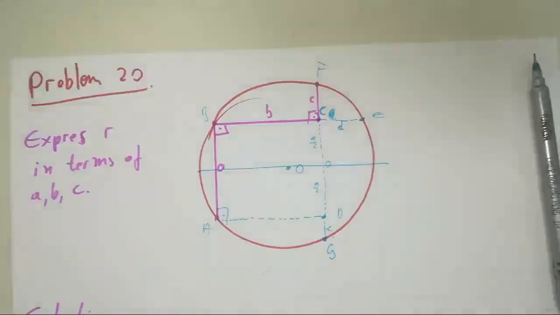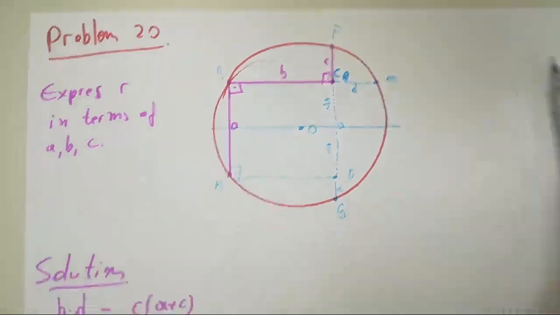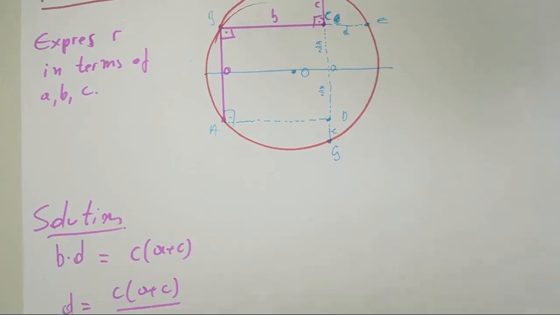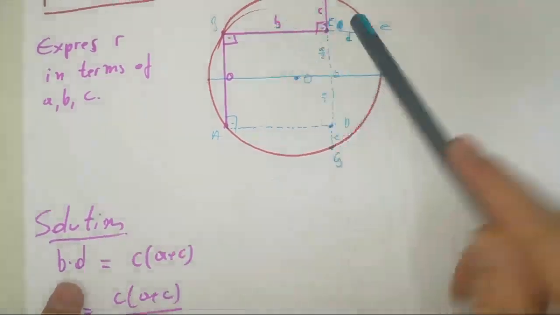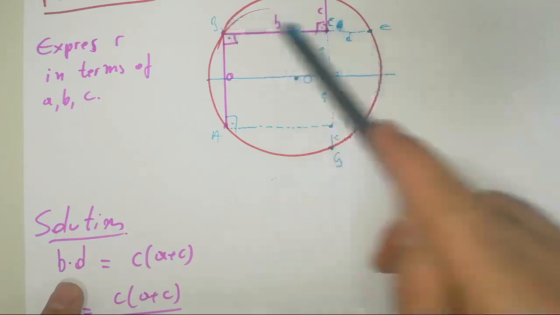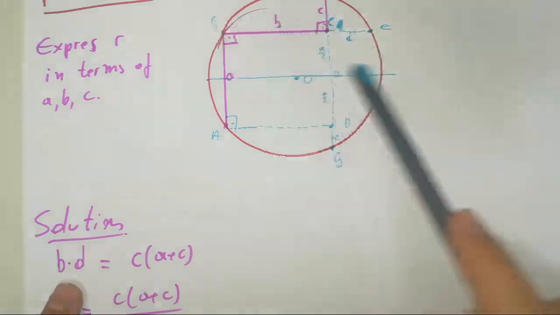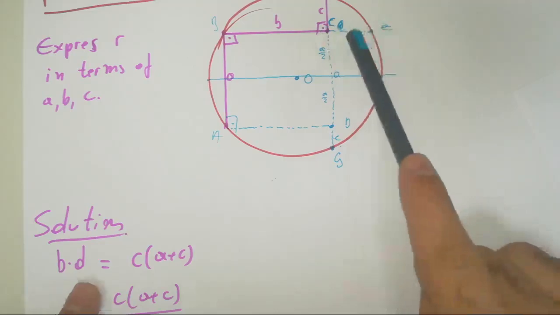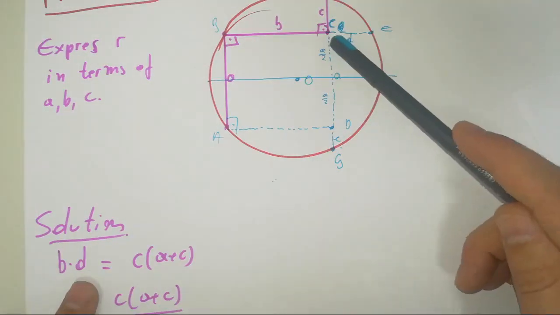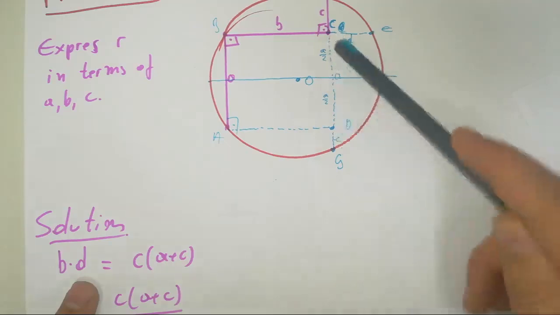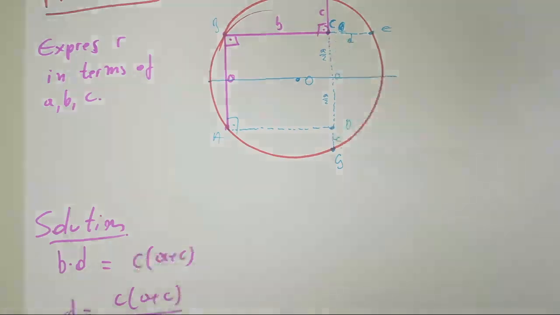All right, we will apply here the power of the point for point C. Here I can show it to you. We apply the power of point for point C, so B times D from C to B, CB, which is just length B, times CE, which is D. B times D is C times, this side was A plus C, so C times A plus C.